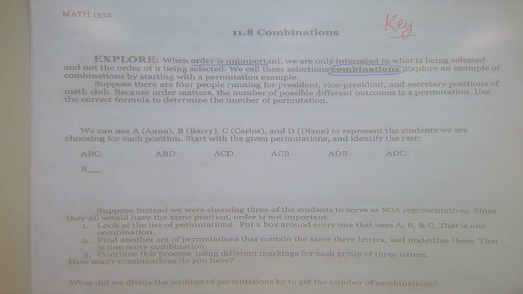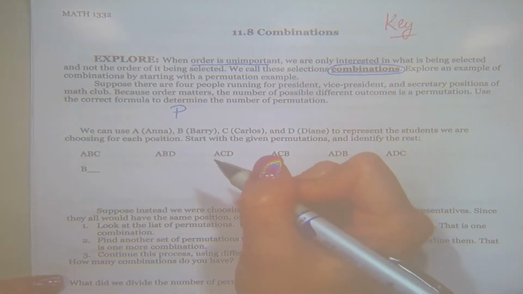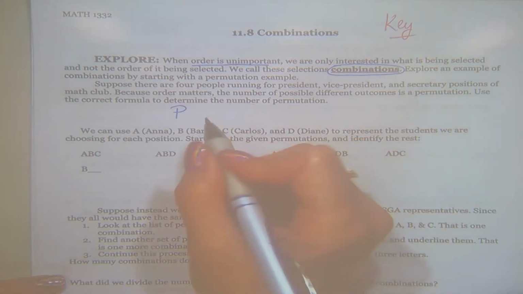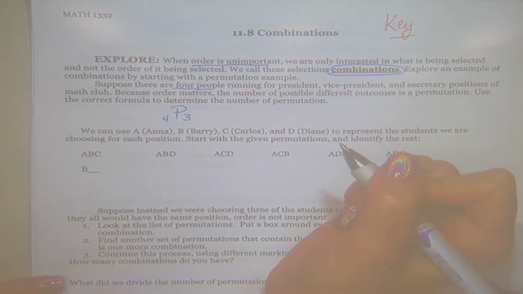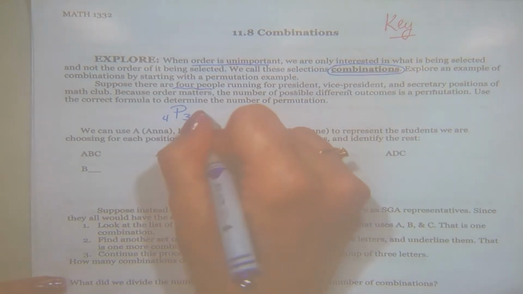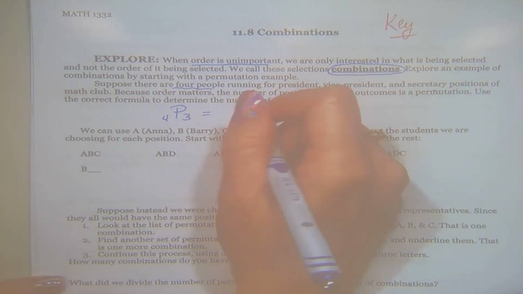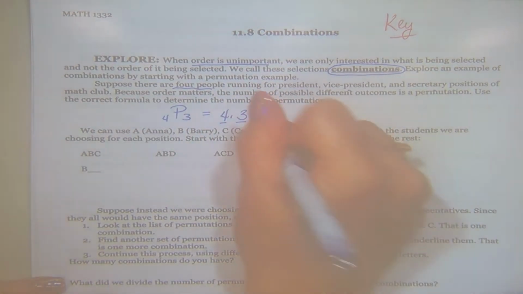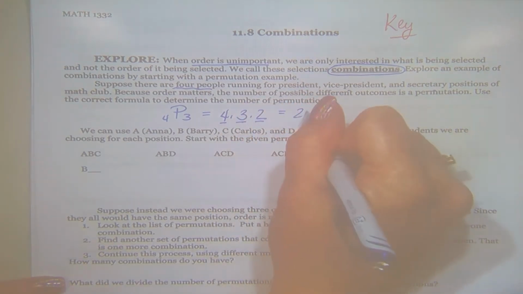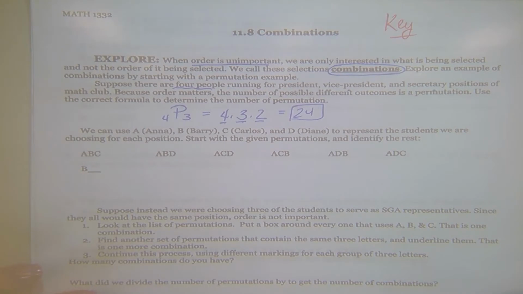So we're going to explore this by starting with an example of permutations. Suppose there are 4 different people running for president, vice president, and secretary of the math club. Because order matters, the number of possible outcomes is a permutation, and we're going to use that permutation formula. Our mathematical notation uses that capital P. I have a total of 4 people running, and I'm only picking 3 of them for positions in the student government for the math club. So that's 4 pick 3. You can do that with your calculator, or you can say 4 times 3 times 2, because I'm picking 3 positions. Order matters. 4 times 3 is 12, times 2 is 24. There are 24 different ways to have officers for the math club.